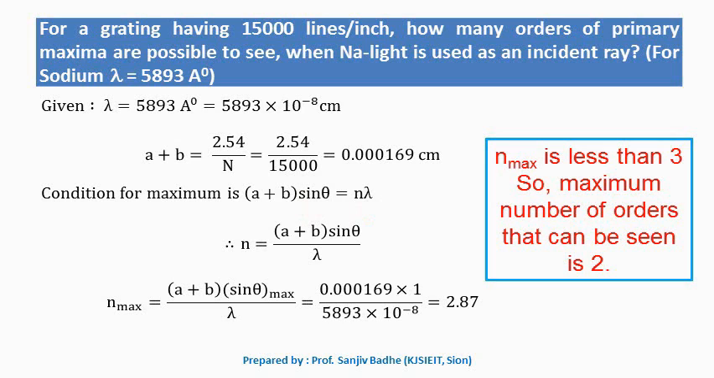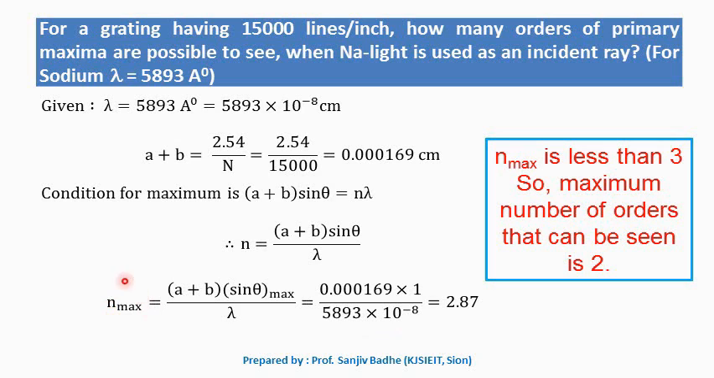Condition for maximum is (A plus B) sin theta equal to n lambda. So we can write the relation for number of orders, n equal to (A plus B) sin theta upon lambda. Maximum value of n will depend on maximum value of sin theta, because A, B, lambda are constants, and maximum value of sin theta is 1. So let us put maximum value of sin theta as 1. A plus B we have calculated as 0.000169. Wavelength is given to us 5893 into 10 raised to minus 8 centimeters.